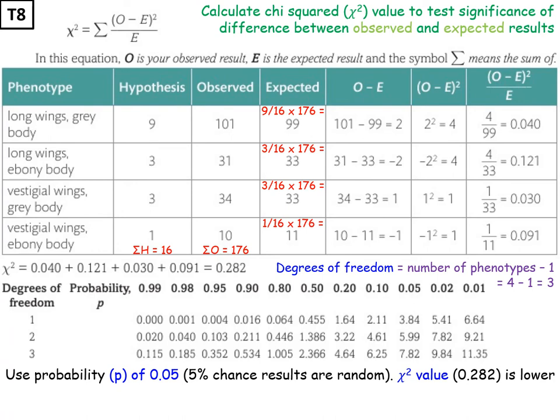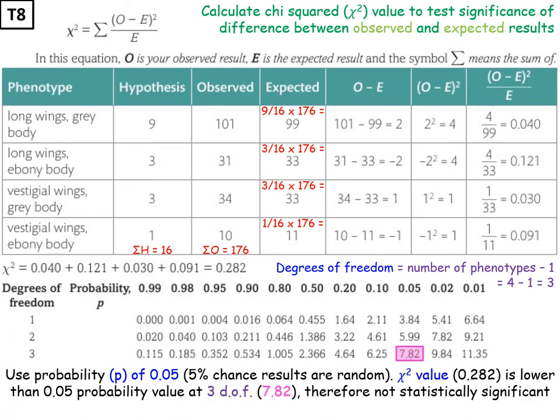So here is what we're going to compare it to. We got our degrees of freedom of 3, and we always use a probability of 0.05, 5% chance results are random. Our chi-squared value is 0.282, so when we compare that to degrees of freedom of 3 with a probability of 0.05, we can see that is 7.82. And our chi-squared value is lower than the 0.05 probability value at 3 degrees of freedom, which is 7.82.